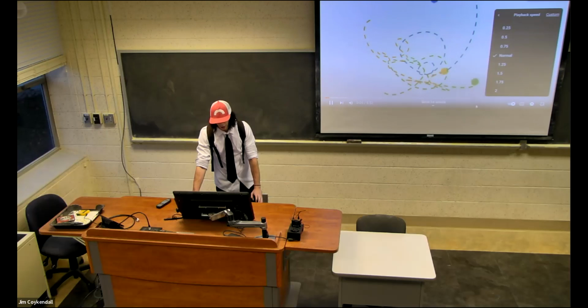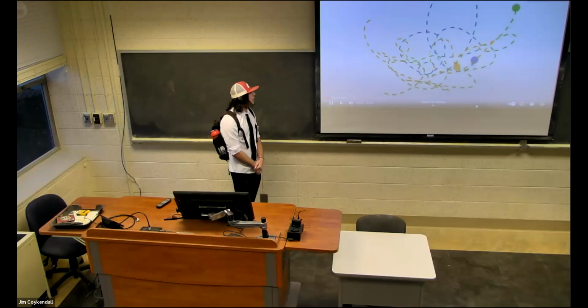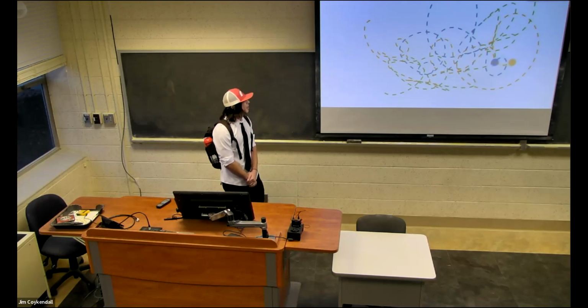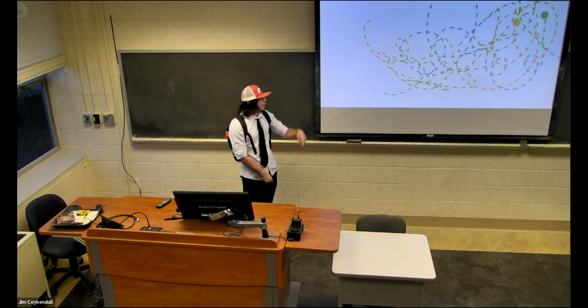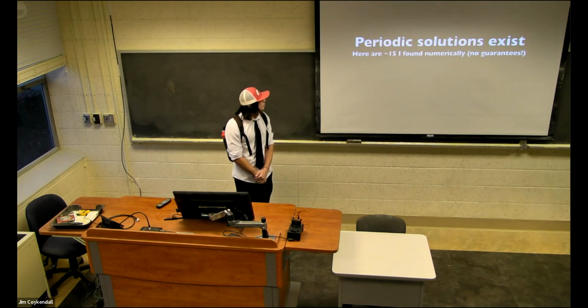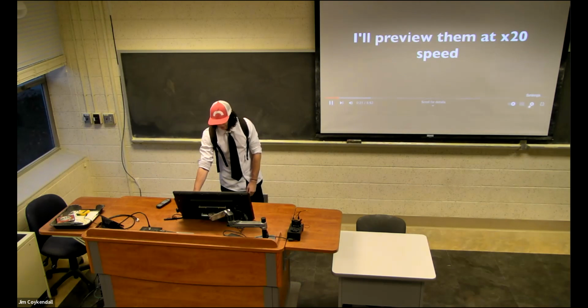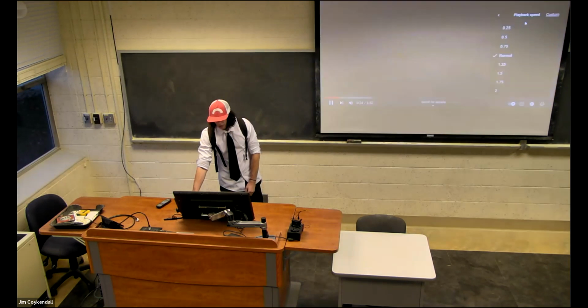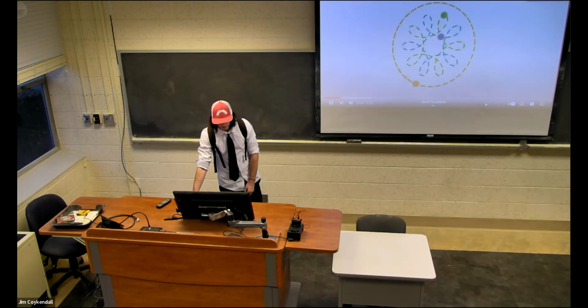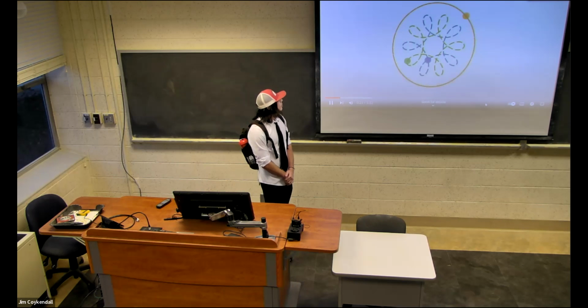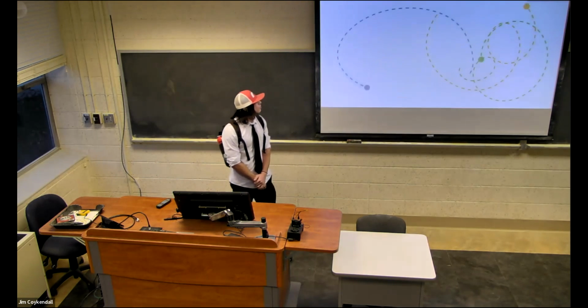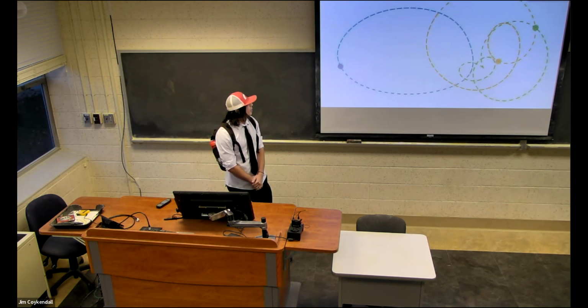So this is an example of a chaotic three-body problem. It's unstable, and inevitably a third body will get flung out of orbit, and it'll become a stable two-body problem. And here are some periodic ones. Here are some stable versions of the three-body problem. Orbit.